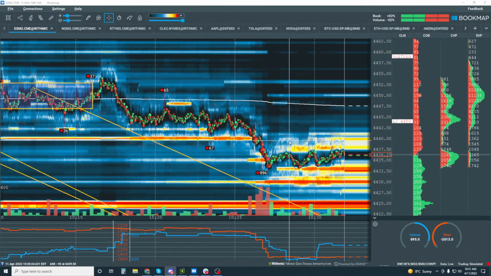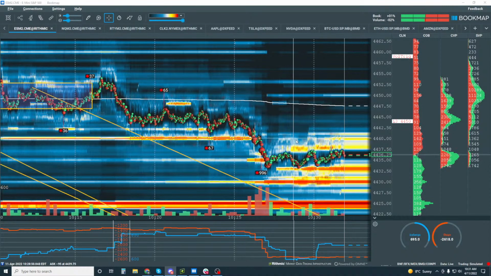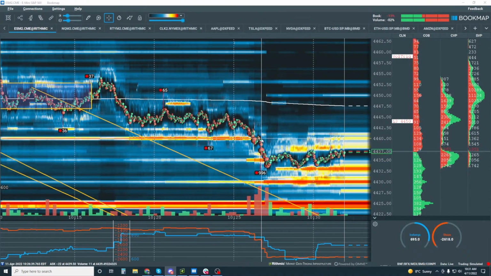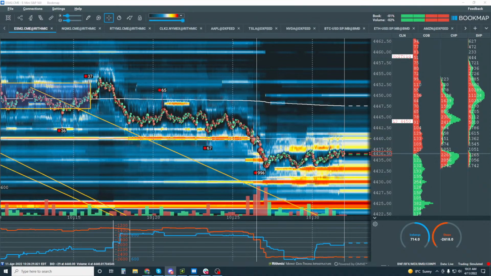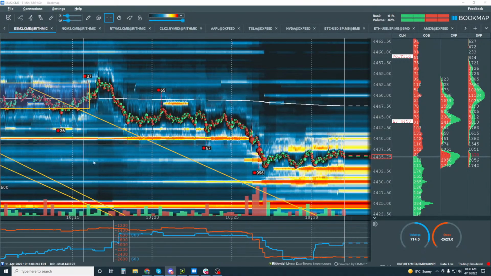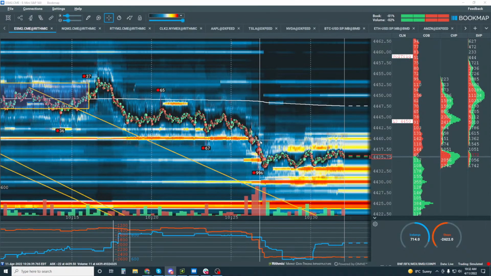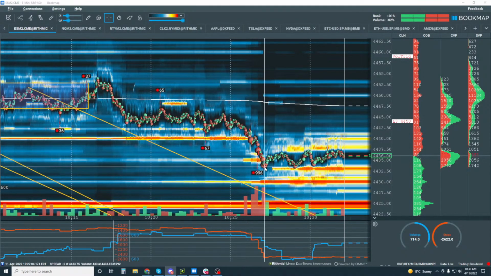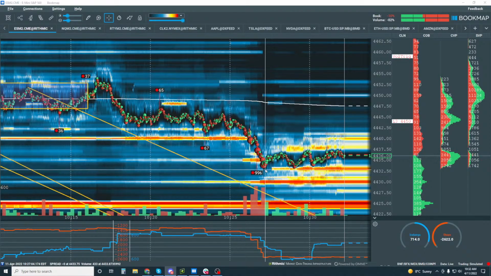The caveat here is this is breaking lows of the day. So we want to see, this is good. If this was within a range here, this looks great, and we'd be looking for a test maybe back down to the lows of the day. But these are lows of the day.